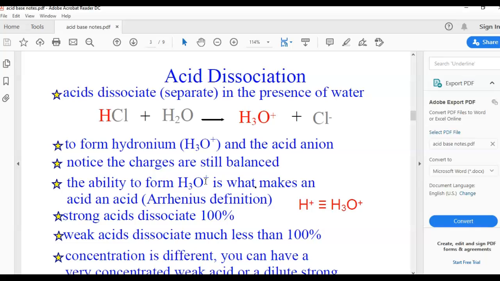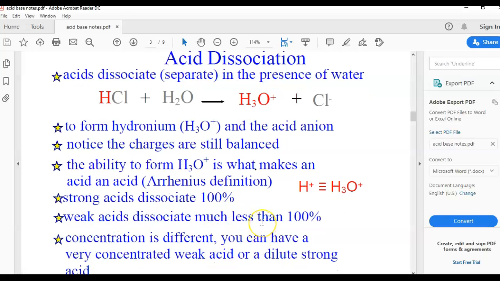Now, throughout this whole unit, whenever we have H+, we could just as well have H3O+. These are more than equal. That's why I have 3 lines. The 3 lines represents defined as. So they are defined as the same thing. Strong acids dissociate 100%, and weak acids dissociate much less than that. Some around 5%, many of them around less than 1%.